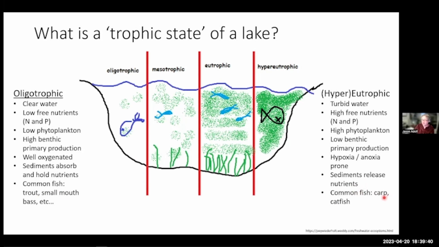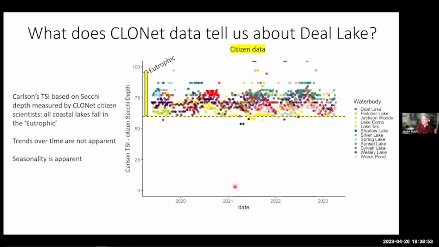And I hope everyone did really well in the carp derby recently in Deal Lake and got rid of a few of them. Because besides being common in eutrophic lakes, they also contribute to eutrophication, as I'm sure you know. So what does the trophic state index calculated from citizen Secchi depth tell us? This is for all the lakes in the system that we've been looking at. And as you can see, it places them all in the eutrophic range of the trophic state scale.